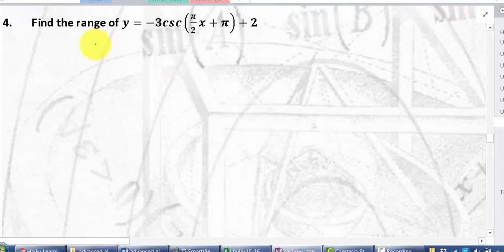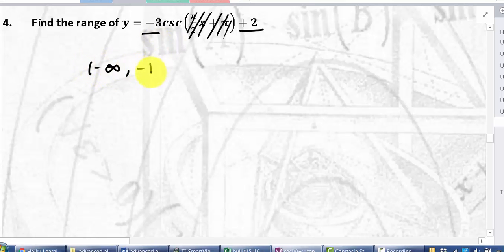Let's go over some examples. All right, what's the range? Example number 4, what's the range of this function right here? So I know this will not affect the range, that affects the domain. So let's focus on the 3 different graph shifting that affects the range, sorry. So what do you start with? You start with negative infinity, -1, union 1, infinity, right?